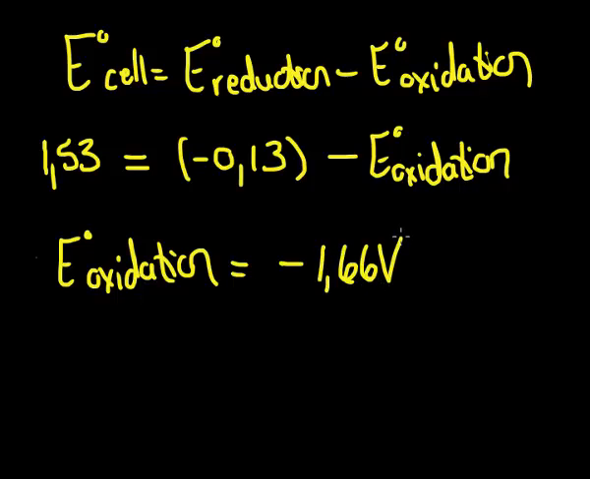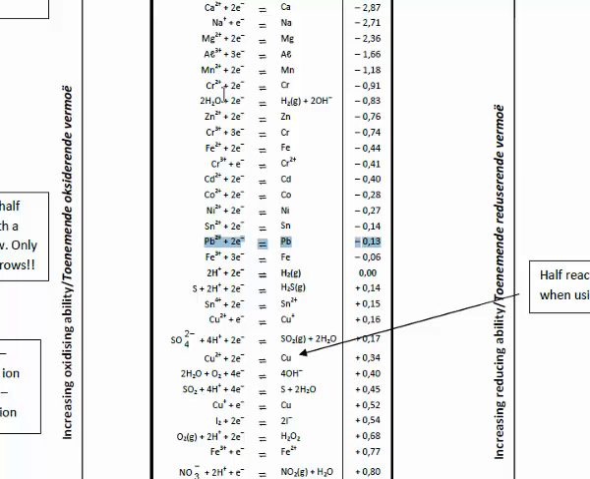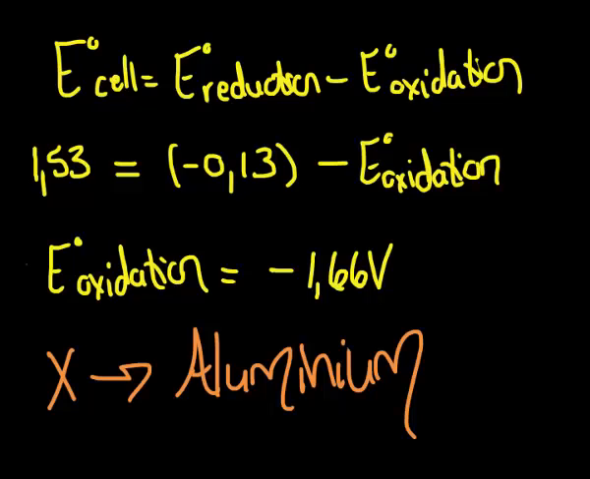Now if it's a negative, you need to leave it as such, and we need to look on my redox table for a negative 1,66 value. Once looking for the negative 1,66 value, we're going to find that that is exactly the value for my aluminium. That means that my aluminium is going to be my oxidation half reaction that occurs at the anode. And X is thus identified as aluminium.